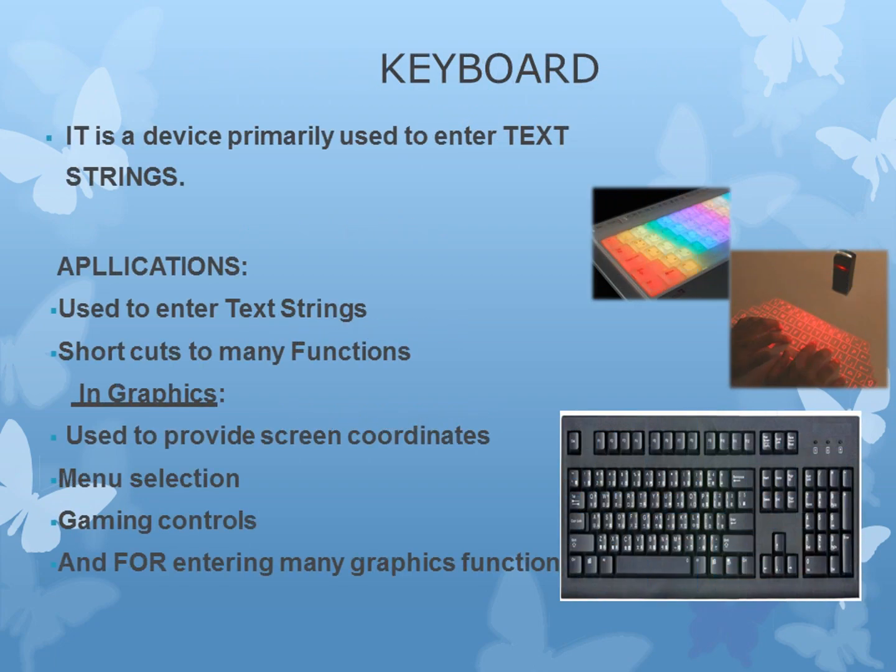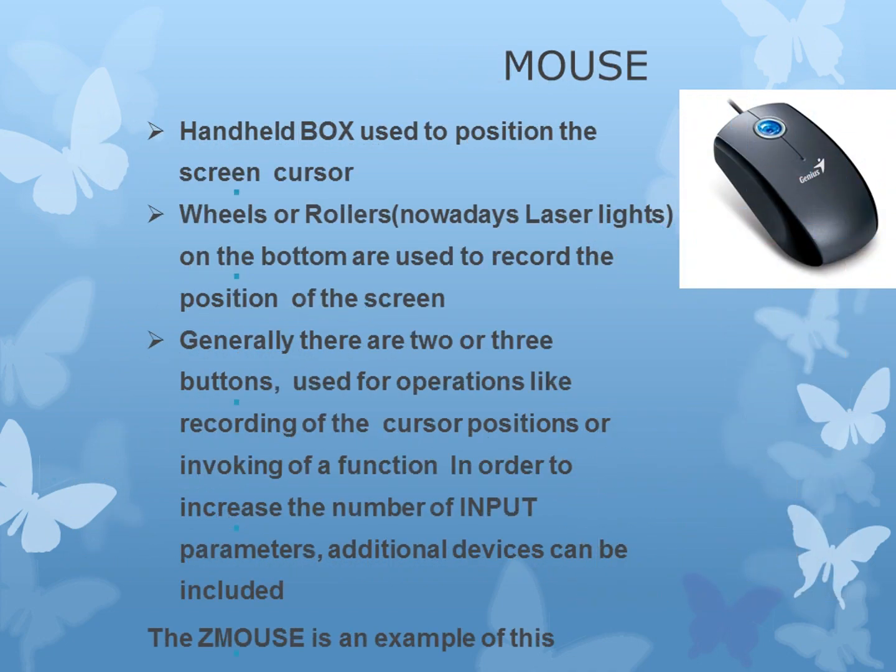Let us look at them one by one. The first one is keyboard. As we all know, keyboard is a device used to enter text strings, wherever we want to enter text, and for shortcuts to many functions. Especially in graphics, we use keyboard to provide screen coordinates, menu selection, gaming control and for entering many graphics information.